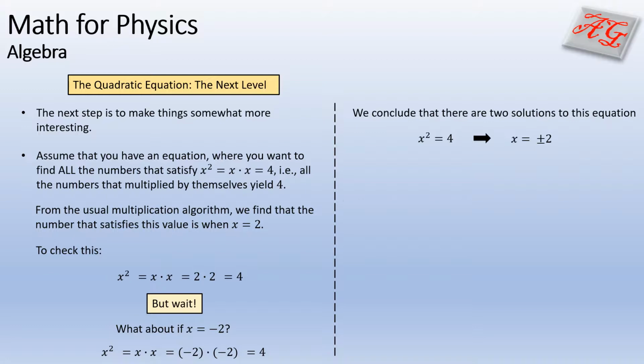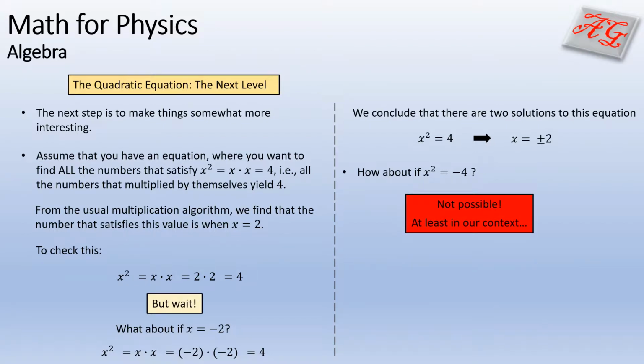Now, how about if we want to find all the numbers that multiplied by themselves yield minus 4? The answer is that we cannot do this, at least not for the numbers we are dealing with, that are the real numbers. So we conclude that there are no solutions in the real numbers to this problem.